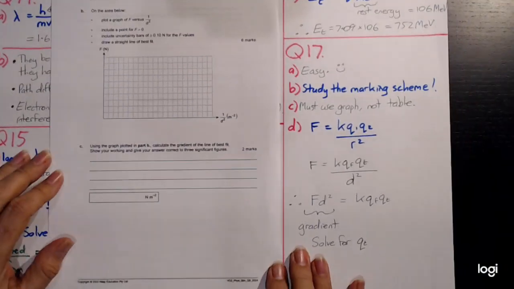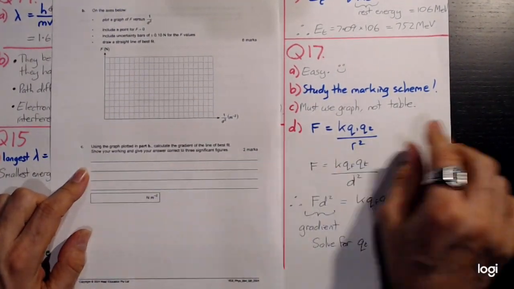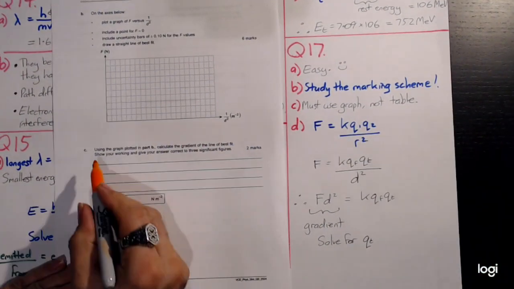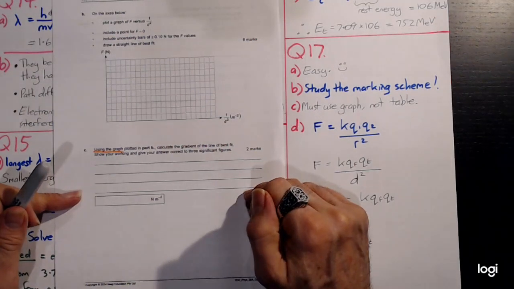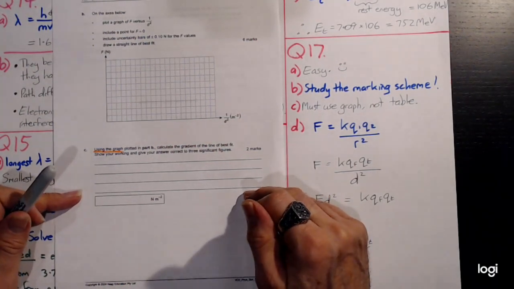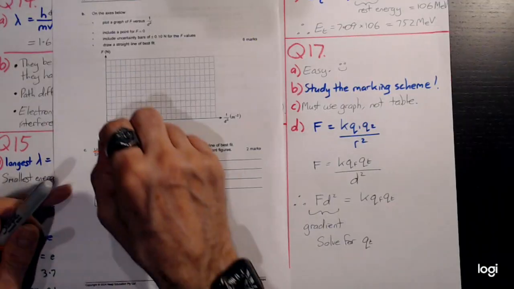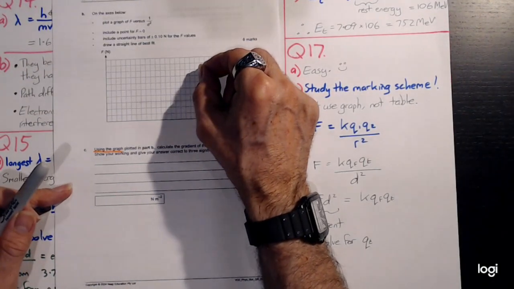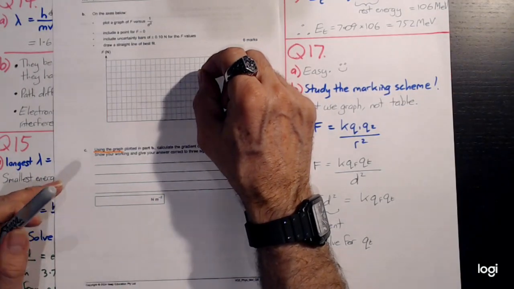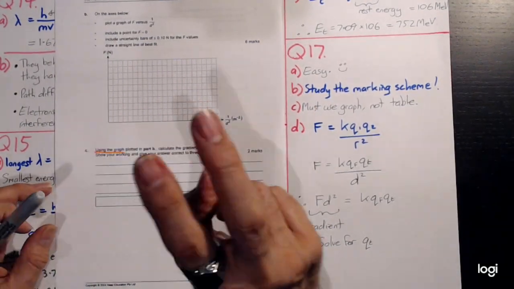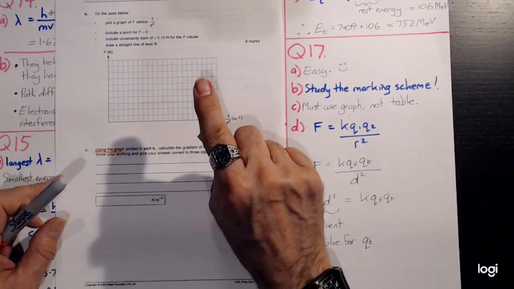Finally, it says using the graph plotted in part B, so you have to use the graph or you don't get the marks. Calculate the gradient of the line of best fit, show your working, and give the answer to 3 significant figures. Either pick 2 points that are on the line, 2 of the plotted points that happen to be on the line, or if your line of best fit doesn't have any points on the line, then pick 2 points that were not in the table but are on the line.